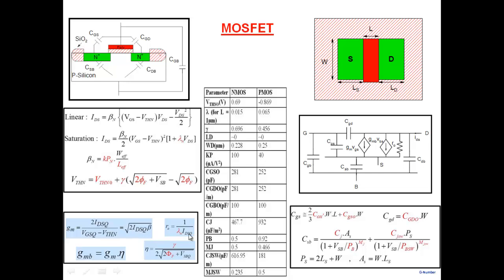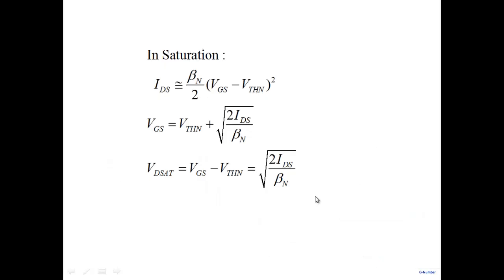r0 is 1 over lambda times IDSQ. gmb, the body transconductance, is gm times eta. Eta can be calculated using this expression here. So that's the small signal model. And if you want to do high frequency analysis, then all the capacitances are given here, and the typical parameters are also specified for a 0.5 micron geometry. So that's the summary sheet. These are the things that you're expected to know well in order to do circuit analysis. In the saturation region, anyway, I think this part is given here, so that's fine.